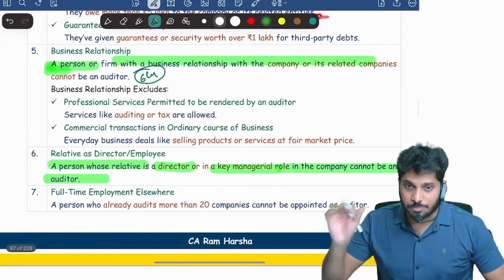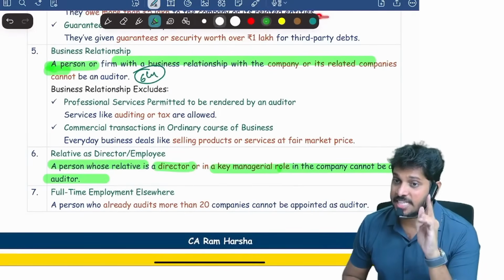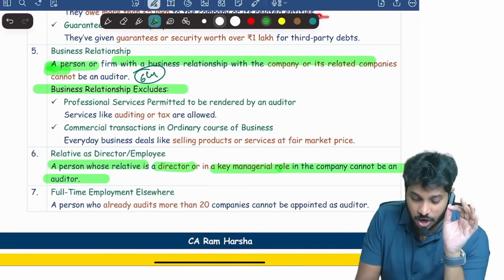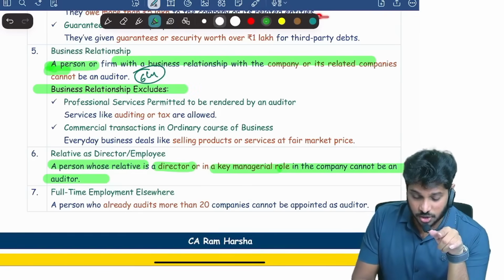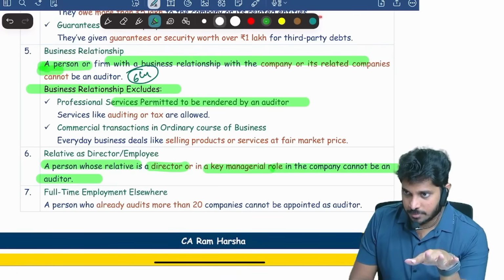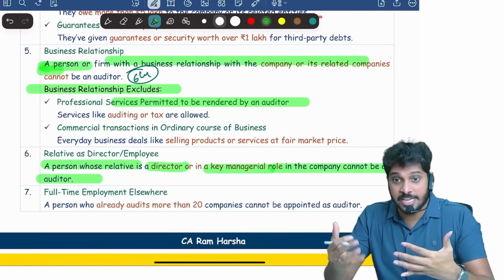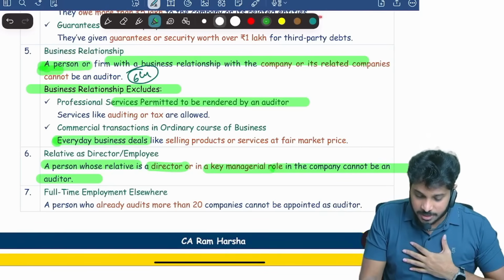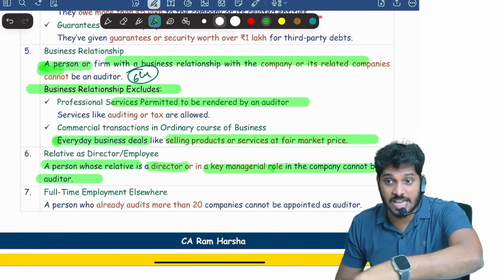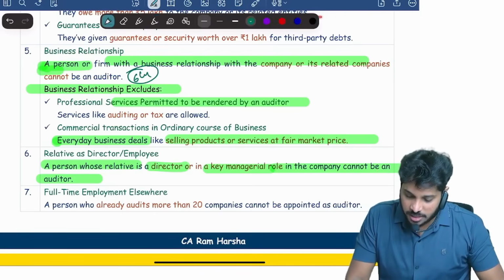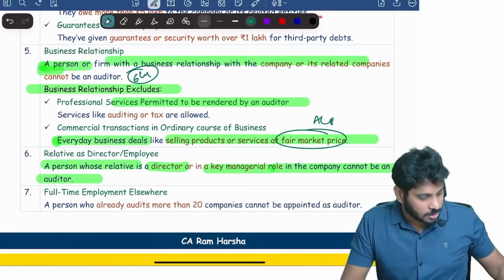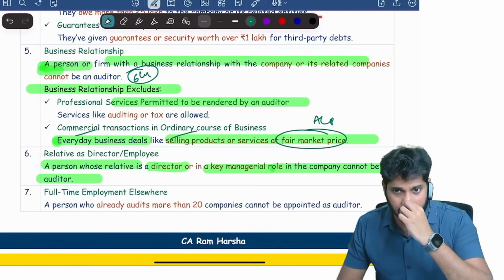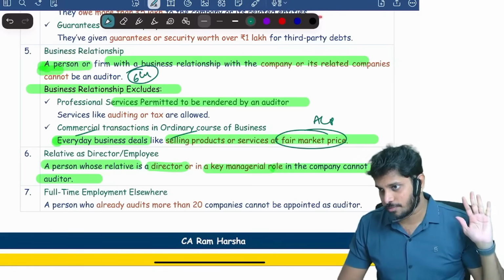Next, business relationship. If a person or a firm has a business relationship with the company or group companies, then disqualified. Business relationship does not include the following. If a CA is already providing services which are permitted, even though you are an auditor, that is not treated as a business relationship. Or everyday business deals like selling products and services to the CA at a fair market price. Actually here it is arm's length price. Commercial transactions entered at arm's length price are not an issue at all. Are you clear? Next.